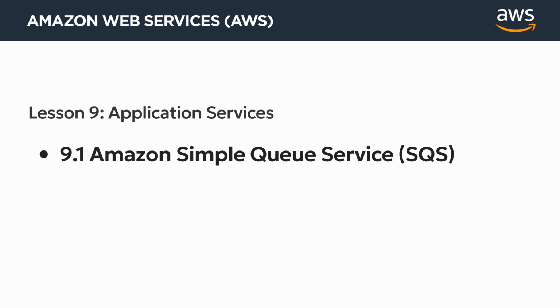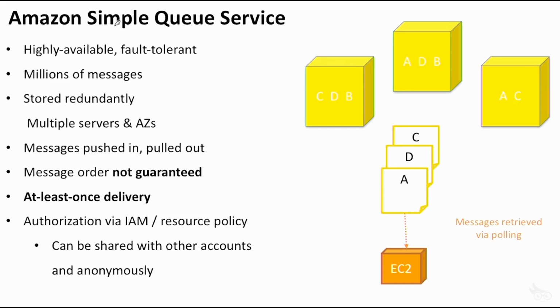Now let's talk about Amazon Simple Queue Service. Amazon Simple Queue Service, very much like other Amazon services, is built to be inherently highly available and fault tolerant. So with a queue service, we can put messages in, buffer those messages up for some period of time, and then pull them back out.